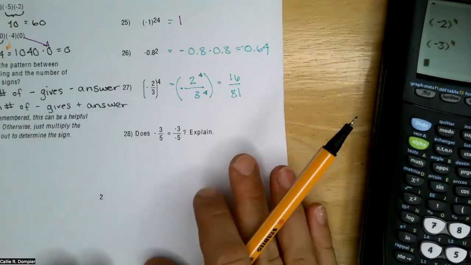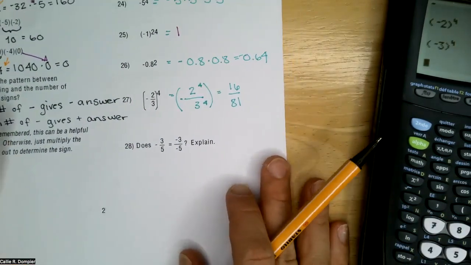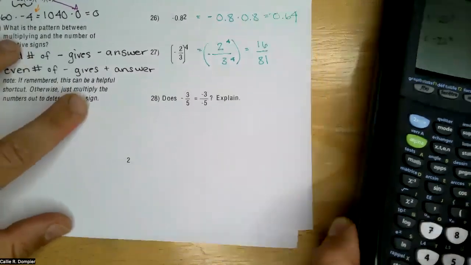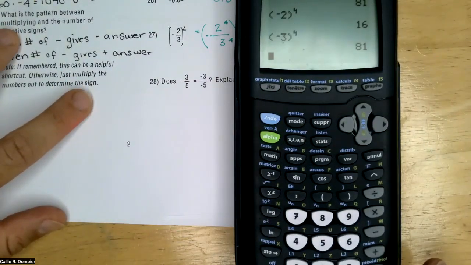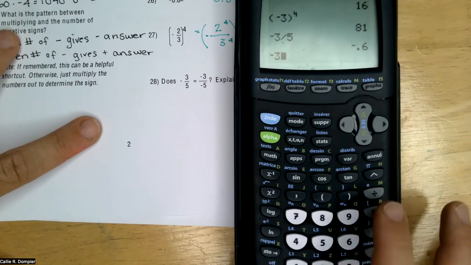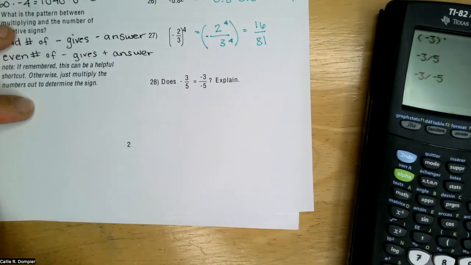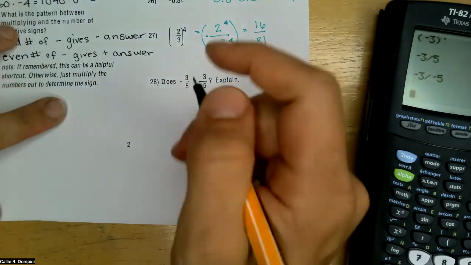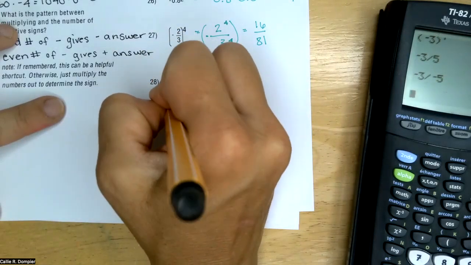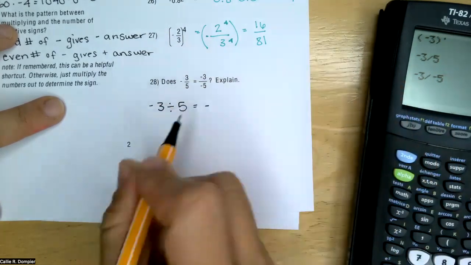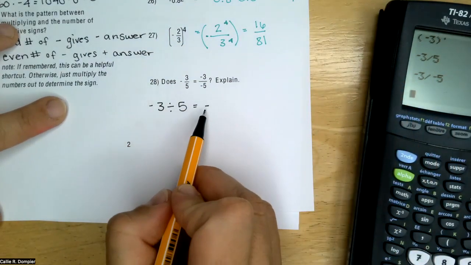Good. All right. Now we're talking about fractions. Does negative 3/5 equal negative 3 over negative 5? It does not. Okay. Negative 3/5 gives you this. Negative 3 divided by negative 5 gives you a positive of that same answer. So remember that fractions are just division. So this is negative 3 divided by 5 would give us a negative number, right? Negative divided by positive gives us negative.